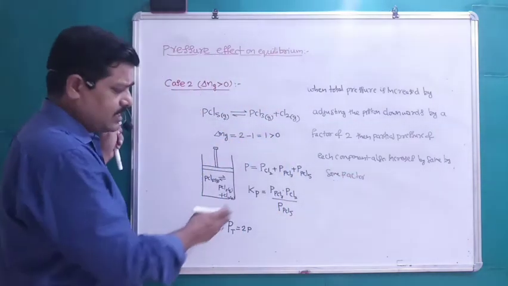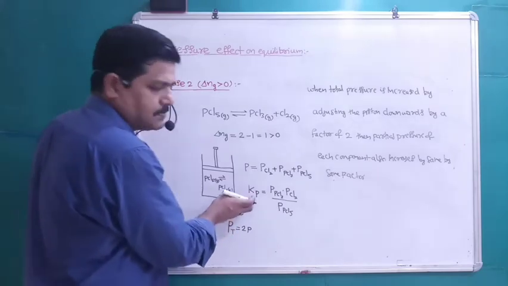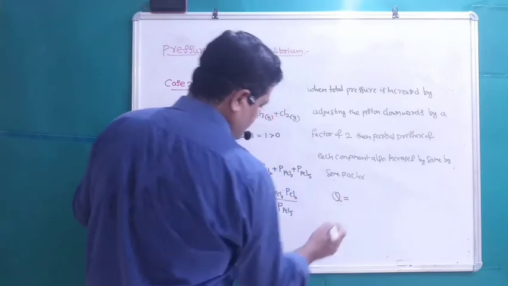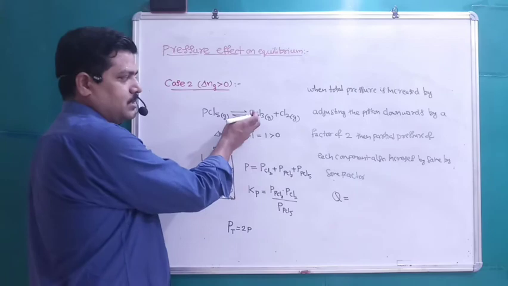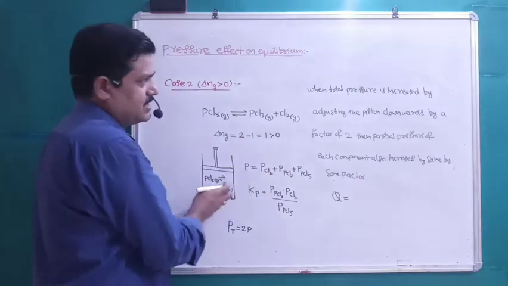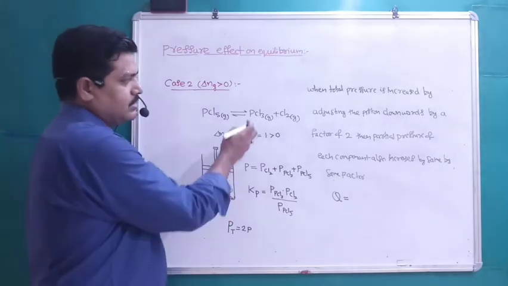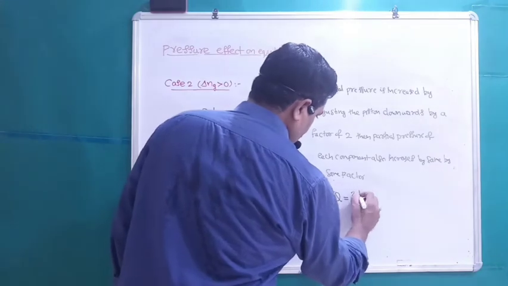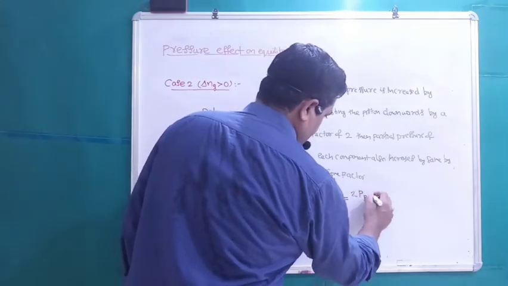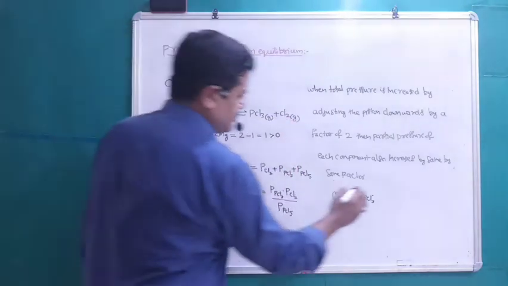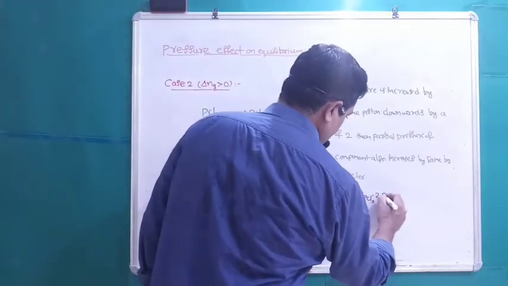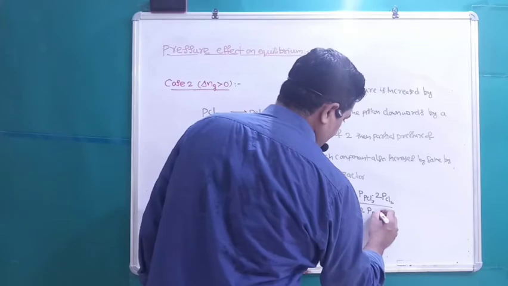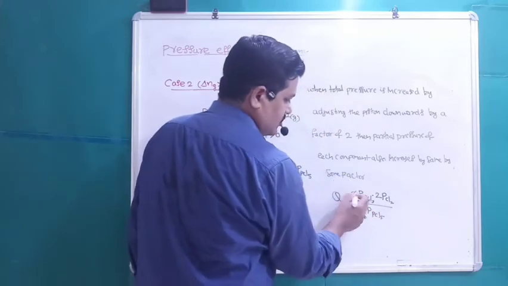Then when the equilibrium is disturbed, the expression of Kp will give us the reaction quotient Q. Q is equal to the partial pressure of PCl3. When the total pressure is increased by a factor of 2, the partial pressure of PCl3 also increases by a factor 2, so 2 PPCl3. Similarly, the partial pressure of Cl2 also increases by the same factor 2, divided by 2 into the partial pressure of PCl5. This 2 gets cancelled.